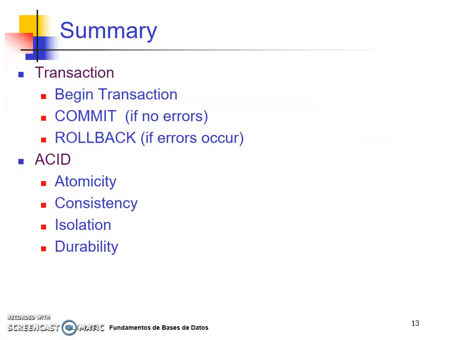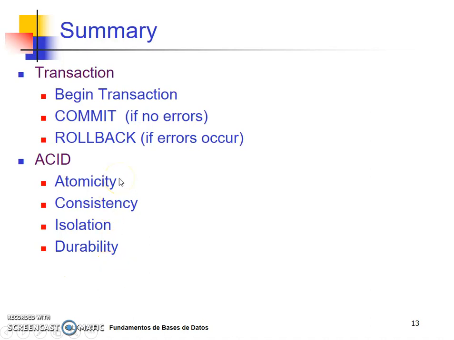So in summary, I presented here the definition of a transaction as a set of operations that you can execute, with the all-or-nothing property, and we have in a transaction a begin transaction. If the transaction completed correctly, we say the transaction committed. If the transaction did not finish completely and we found an error, then we execute the rollback. And we covered the ACID properties, which are atomicity, consistency, isolation, and durability.